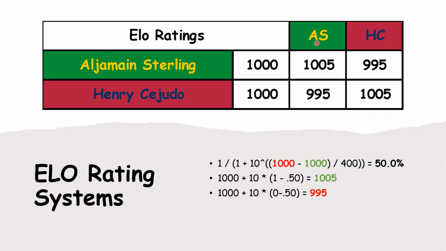So basically up here, the AS stands for who would win the fight. So in this sequence, Aljamain won the fight. He would move to 1005. Henry would drop down to 995. If Henry won, he would be 1005 and Aljamain would be 995. So a little bit simpler. I hope I made it make sense.